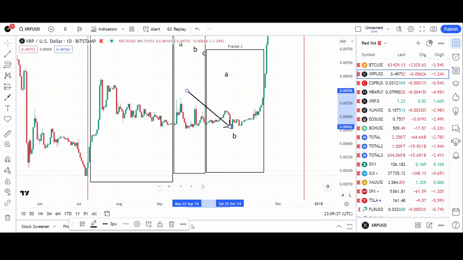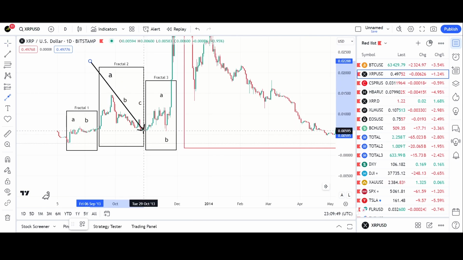Let's go further back. So now we're at the very beginning of the chart. So here we have price. It moves up to a peak, which is part A. It then crashes, which is part B.